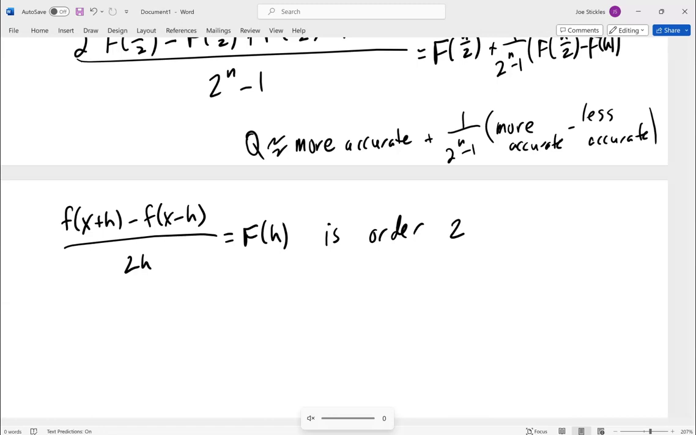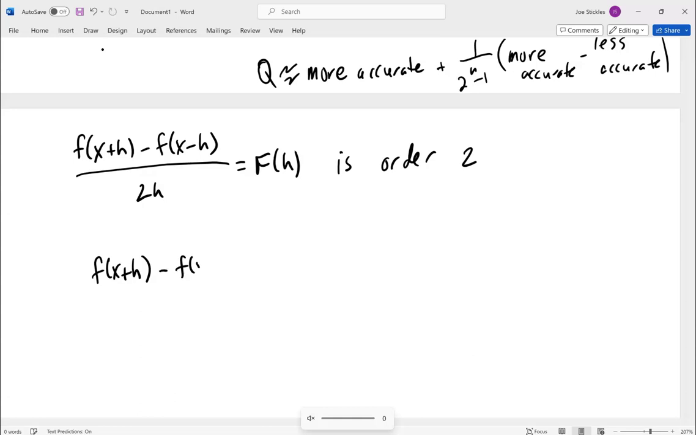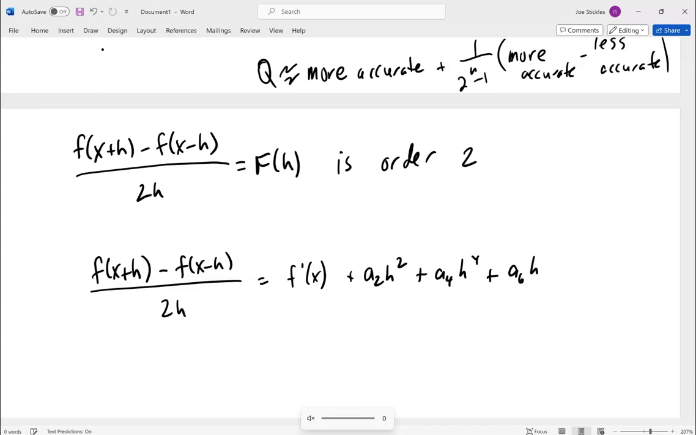So let's just play around with why that would be true in this case. So let's see if we can redo this. We had f of x plus h, let's just write it this way. That was our f prime of x, and then it was plus some constants times h squared, and an h to the 4th, and h to the 6th, and so on down the line, right? That was what we got to.